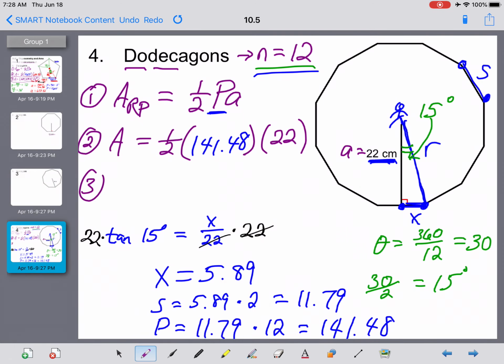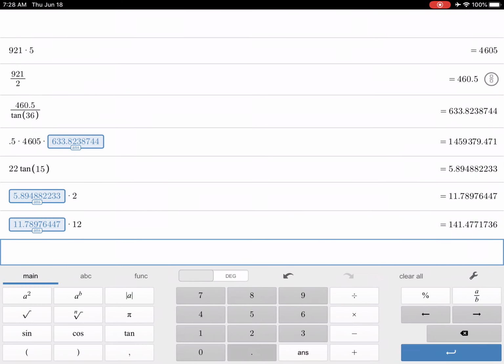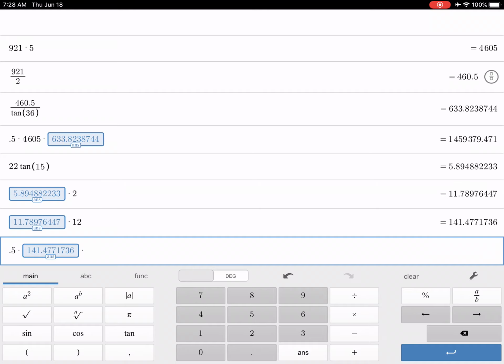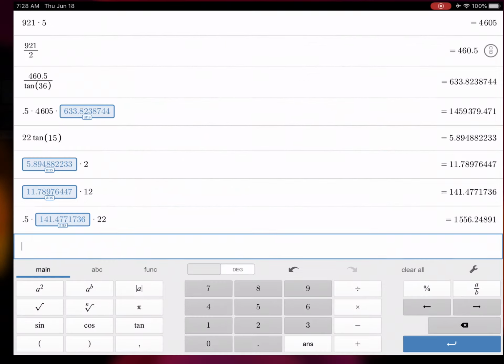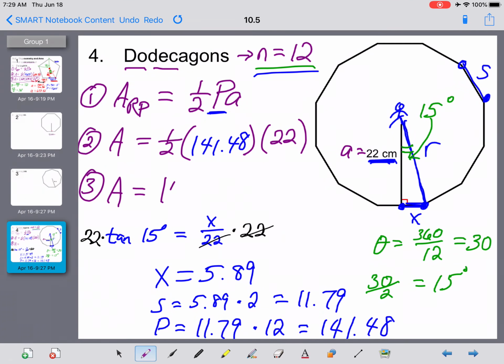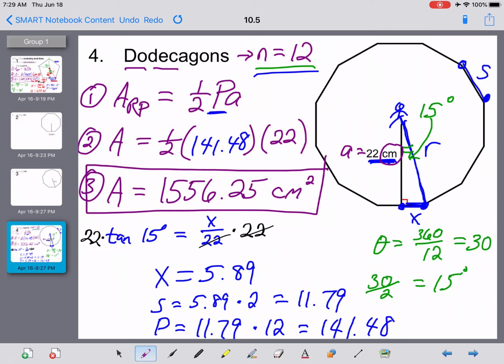So let's go to step 3 and let's type it all in here. So our area is 0.5 multiplied by my perimeter, which was my last answer, times our apothem, which was given to us as 22, gets us a big area here of 1556.25. Things were given to us in centimeters, so this is going to be square centimeters now for the area here in number 3. All right. So, tough stuff. This is what it looks like when you're given the length of an apothem.